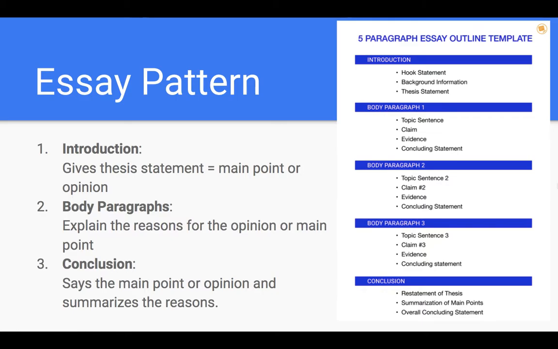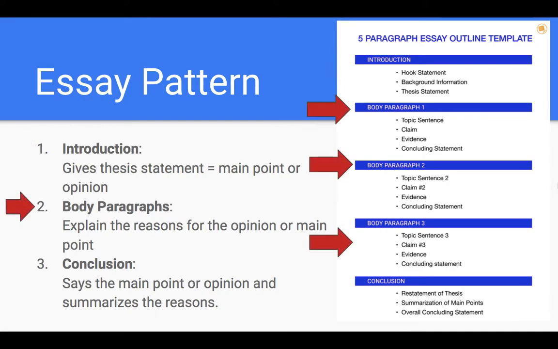Both of these articles are going to follow a similar pattern. This is the pattern of a 5-paragraph essay. It could be more paragraphs, really, if you had more paragraphs in the middle, but this is the basic structure. It's kind of a 3-part essay. It has an introduction and a body and a conclusion. The introduction starts with a hook statement that catches your attention, gives a little info, and then has a thesis statement. That's the main point, or the person's main opinion.